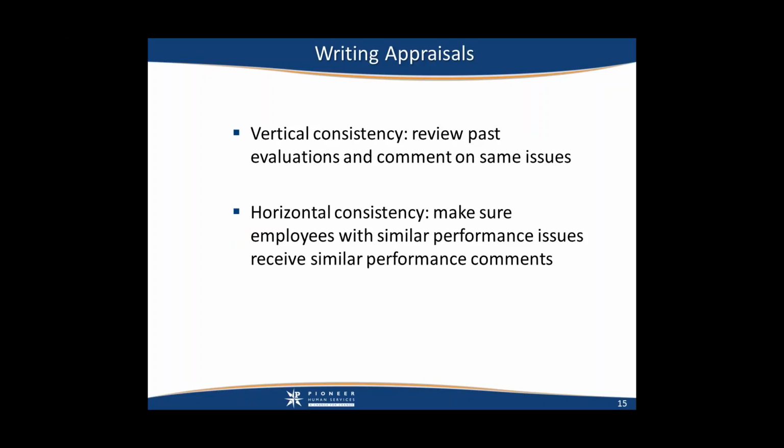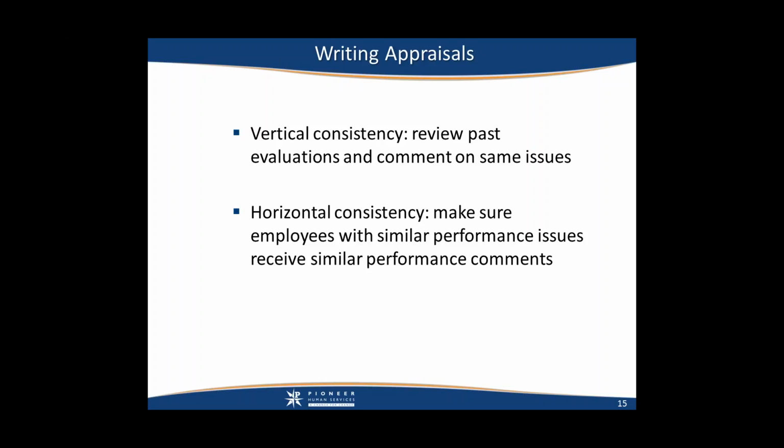You want to take a look at vertical consistency, meaning you want to review past evaluations and comment on the same issues. For example, if an employee was struggling with getting to work on time in 2014, you definitely want to comment on that particular issue for this evaluation period in 2015. Did their attendance improve?